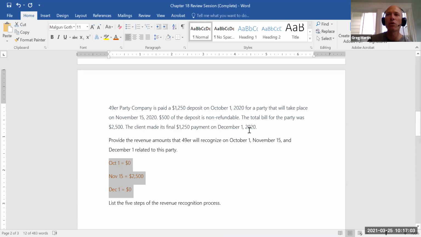Someone asked, if the party had been canceled, how much revenue would you recognize? Then you would only recognize the $500 non-refundable deposit. Again, that would only be if the client canceled the party. If I canceled the party because I got sick or something like that, I would have to refund them the deposit.